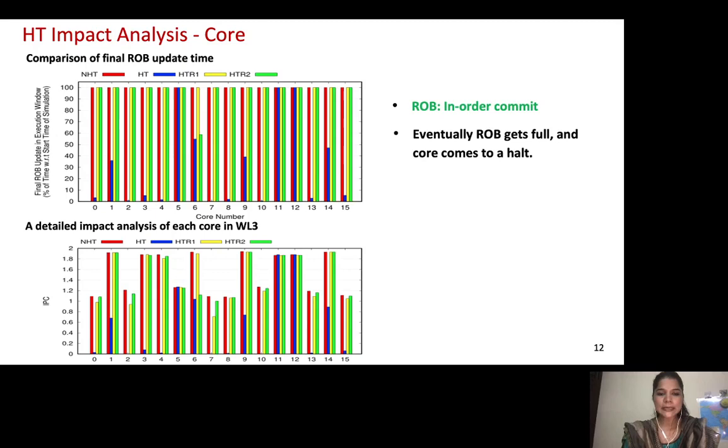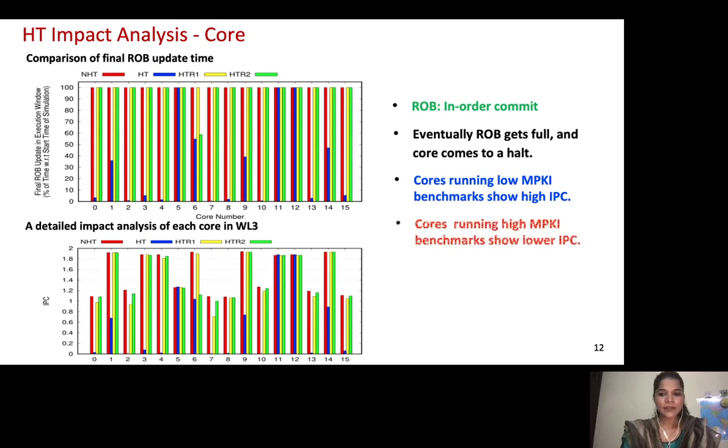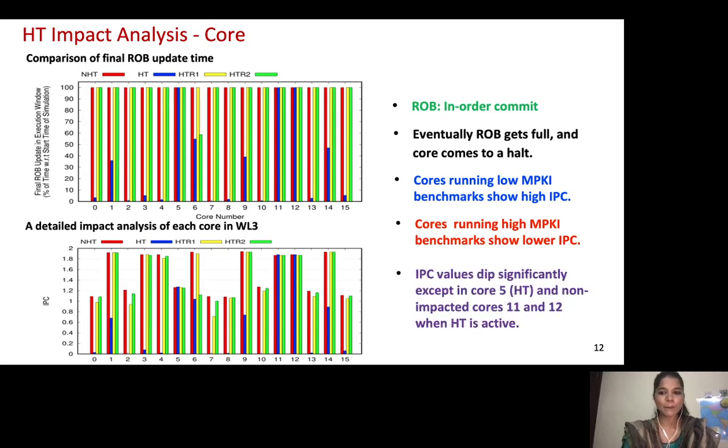11 and 12 are considered to be those cores whose packets have not travelled through the HT core. In case of the IPC, we can see if the ROB buffer gets full early, then a lesser number of instructions are able to complete within the simulation time. And we can see the cores running low MPKI benchmarks show high IPC, while cores running high MPKI benchmarks show lower IPCs. IPC's value dipped significantly except in core 5 and non-impacted cores 11 and 12 when HT is active.